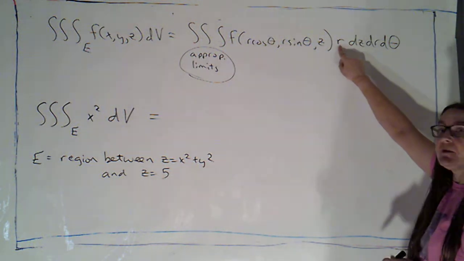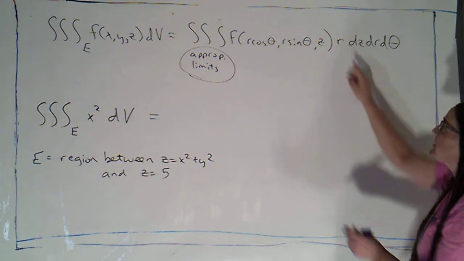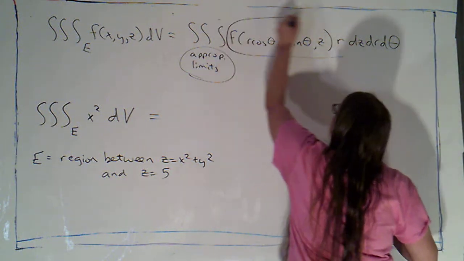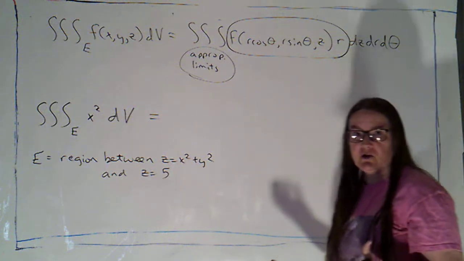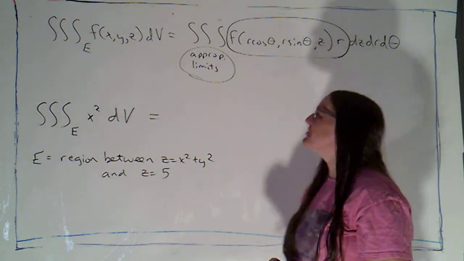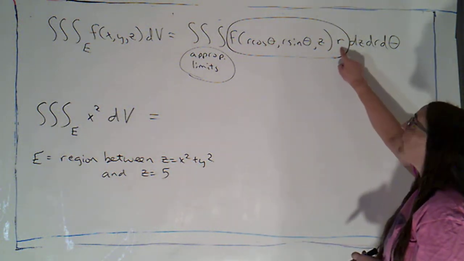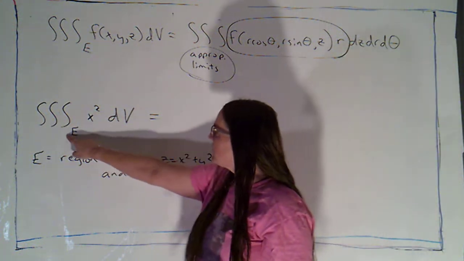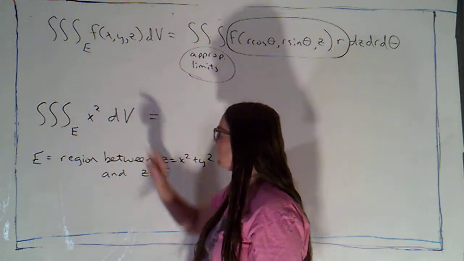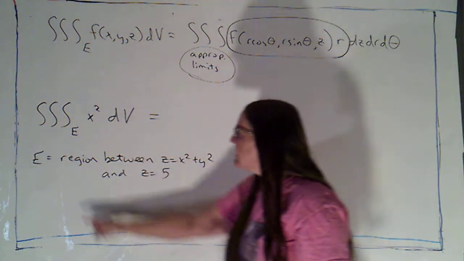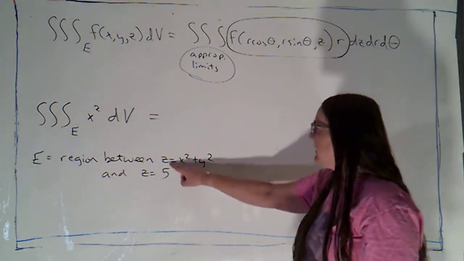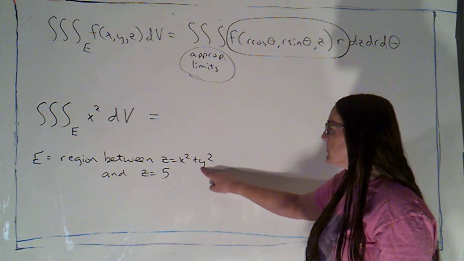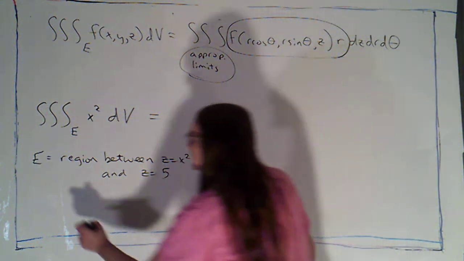So just like with polar coordinates, I get this extra factor of r, and so my new integrand becomes the original integrand expressed in terms of cylindrical coordinates multiplied by r. So I want to just try an example. Let's say I wanted to do the triple integral over E of x squared dV. And we're going to say E is the region in between the paraboloid z equals x squared plus y squared and z equals 5.